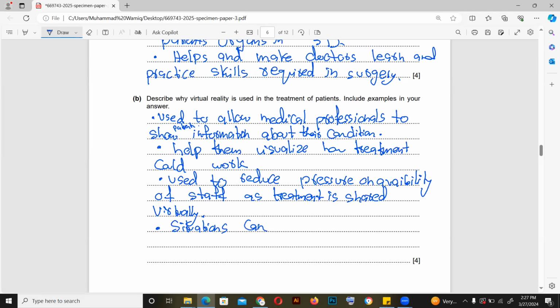Another point I can say is that situations can also be tailored to meet the medical requirements of the patient, and repeated if they are successful.